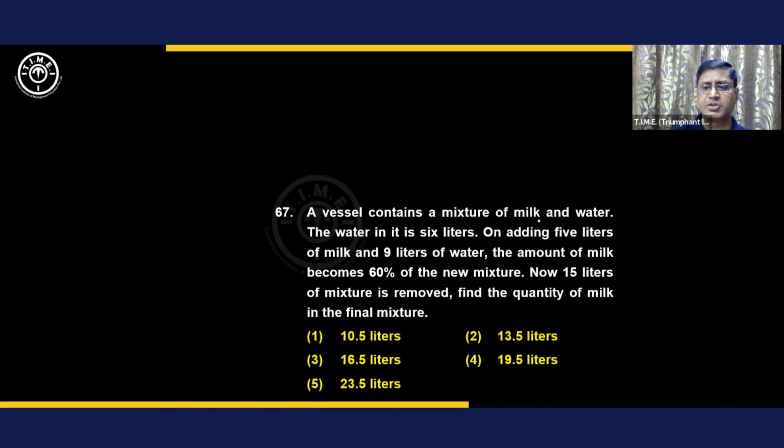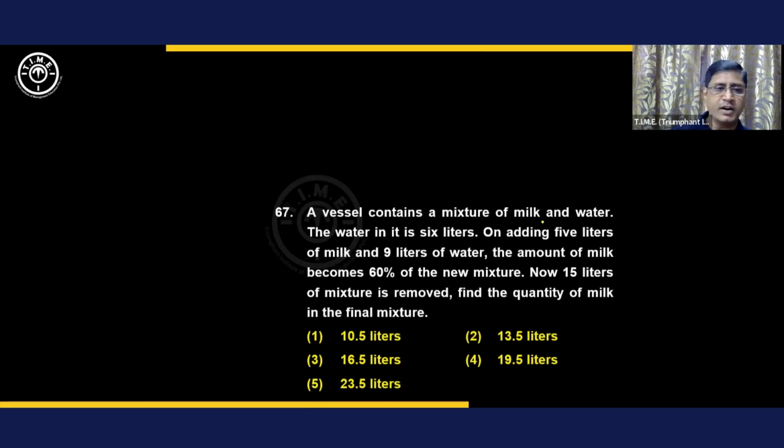A vessel contains a mixture of milk and water. The milk in it is 6 liters. The water in it is 6 liters. On adding 5 liters of milk and 9 liters of water, the amount of milk becomes 60% in the new mixture. Now 15 liters of mixture is removed. Find the quantity of the milk in the final mixture.